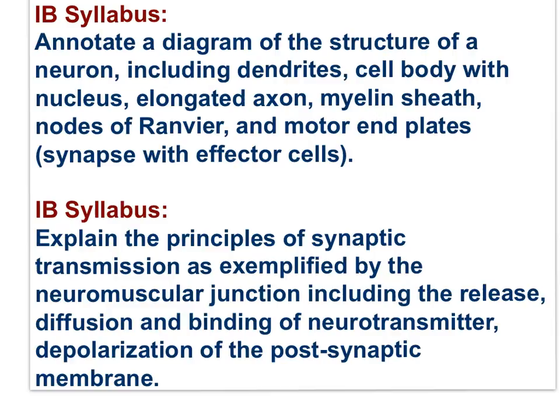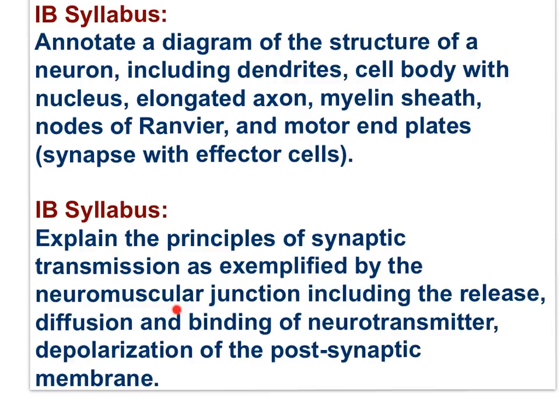Now, the second statement here is very important. Explain the principles of synaptic transmission as exemplified by the neuromuscular junction, including the release, diffusion, and binding of neurotransmitter and the depolarization of the postsynaptic membrane.